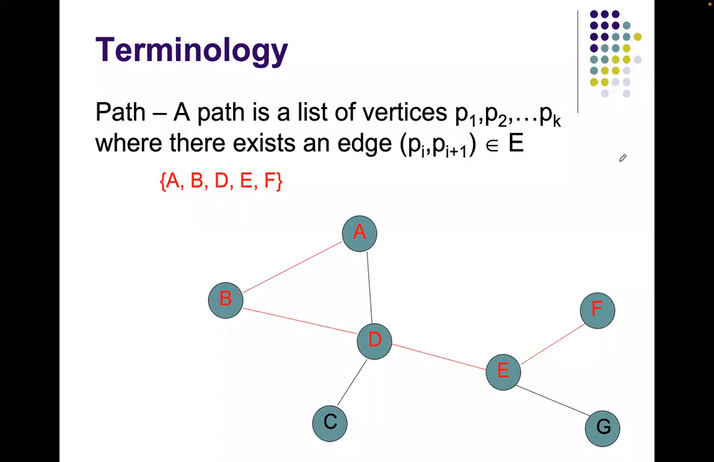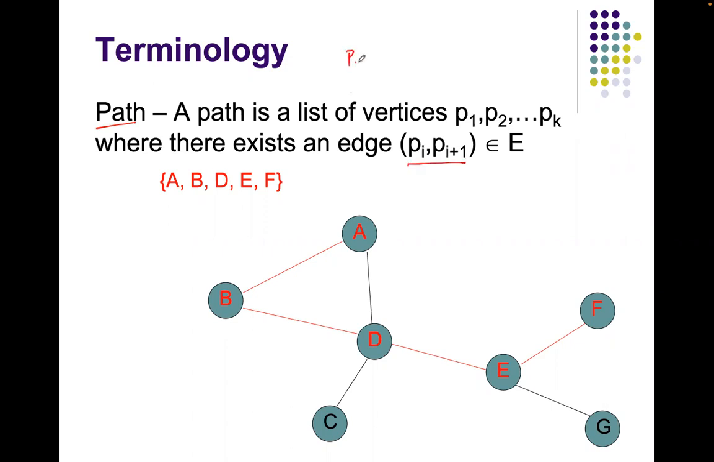Hello everyone. So let's see a few more terminologies regarding graphs. In a graph, a path means a list of vertices P1, P2 to Pk, where there exists an edge between two adjacent nodes.